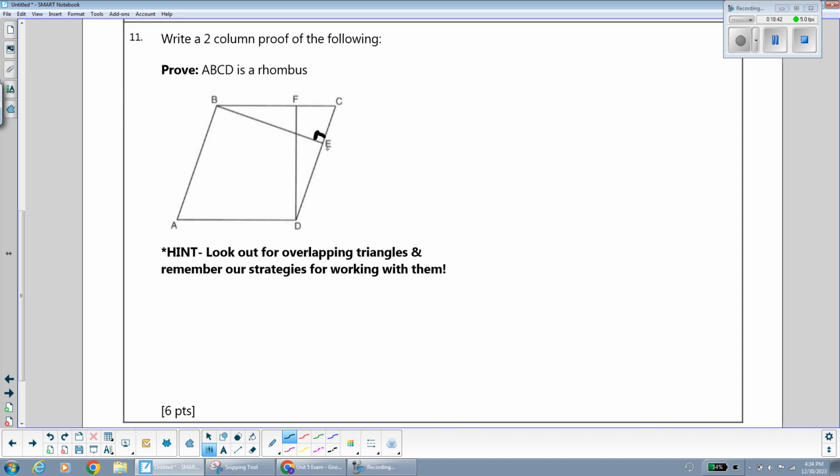So where they intersect, they're going to form two right angles. And I also know that DF and BC are perpendicular. So where they intersect, they're going to form two right angles as well. Now, the reason that I only put in this right angle and this right angle instead of both of these, because these are right angles as well, is because I put a hint here, look out for overlapping triangles. So one overlapping triangle is this one, and the other overlapping triangle is this one.